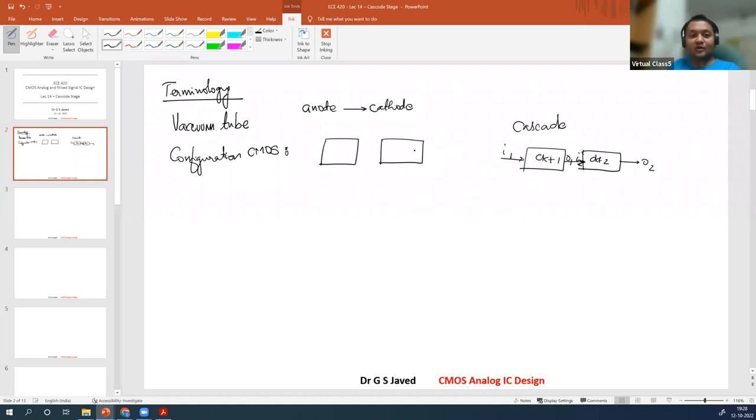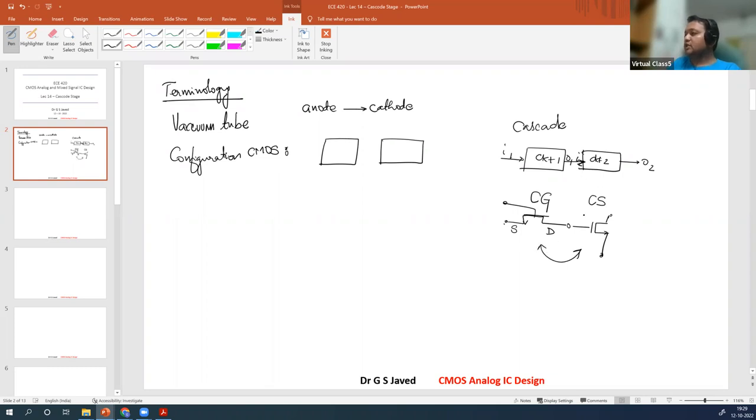so let me give you another example. What does it mean? So we just saw this in the previous class, if this is a common gate stage, right? What is a common gate stage? Gate is common, input is given at the source, output is given at the drain, right? Common gate stage. And then it is followed by a common drain stage or common source stage. So that means this output can be given to the gate input. So this is one configuration. This is not that commonly used, but the flip version is.